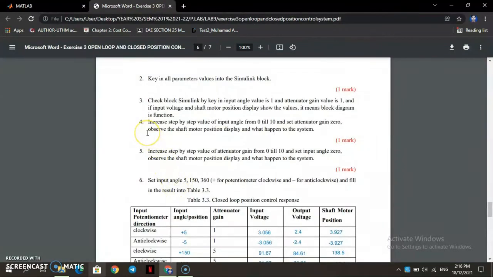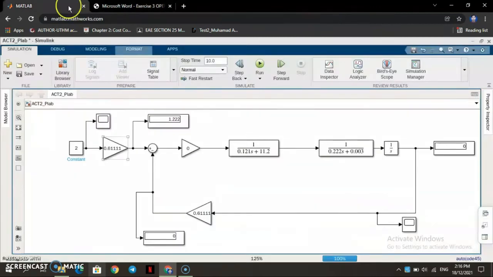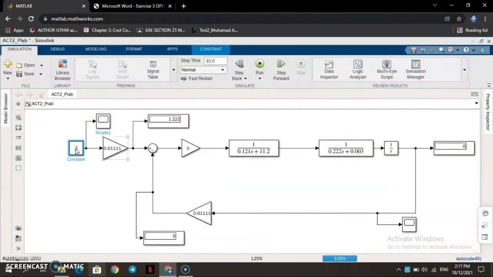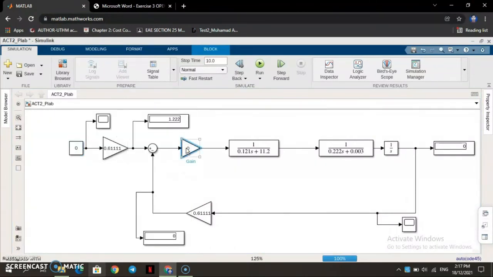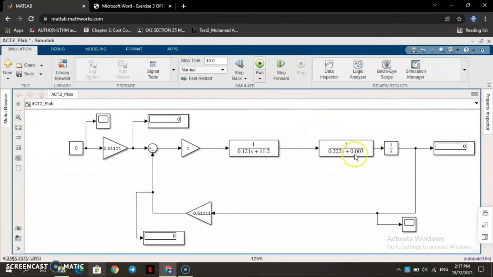So now for step number 5, we need to increase, step by step, the value of attenuator gain from 0 till 10, and the input angle is set to 0. So we just need to put 0 for the input angle. Then for the attenuator gain we change to 1, and then we run the simulation. Okay, so basically for the output position, we also get the 0 value, and therefore we change the value of attenuator gain to 2. We run the simulation again to investigate the system. Okay, so now here we have the result, which is also the 0 value showing for the output position.